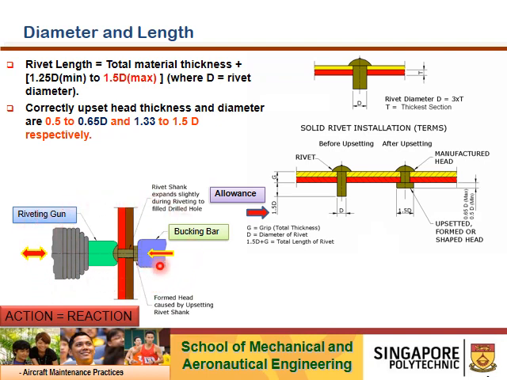This picture shows us how riveting is carried out. There will be a riveting gun here and a bucking bar. The riveting gun will be on the manufacturer head side, while the bucking bar will be at the shop head side. We will talk about this more when we carry out practical work.